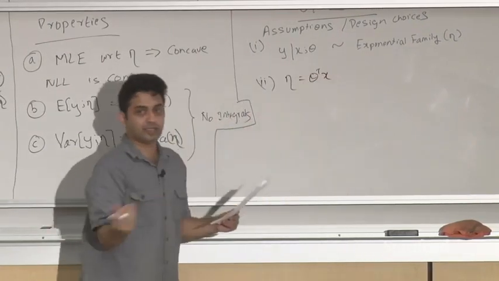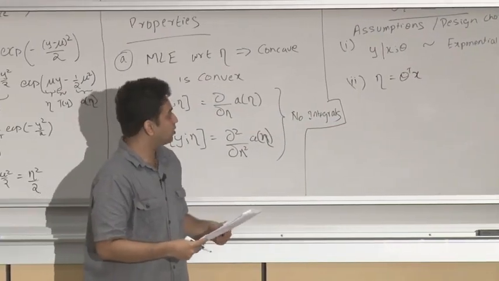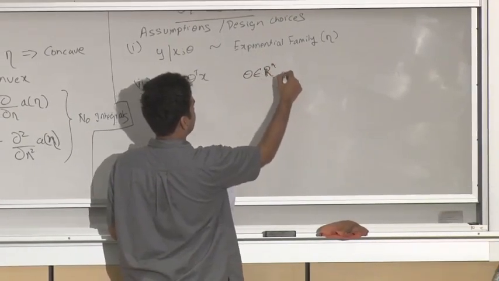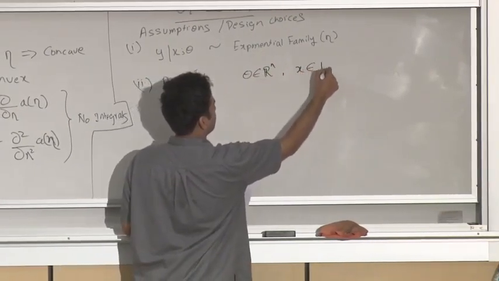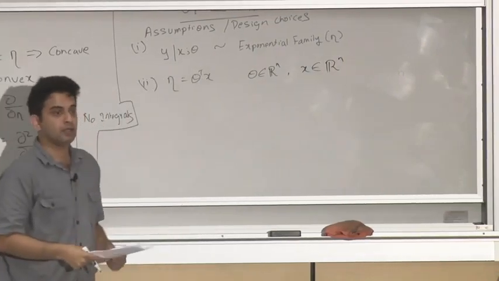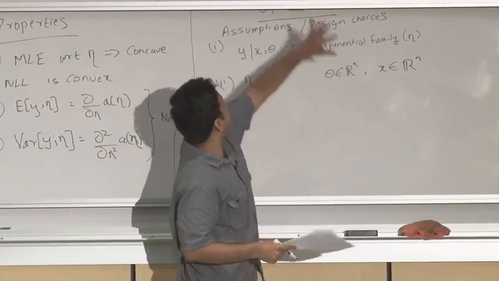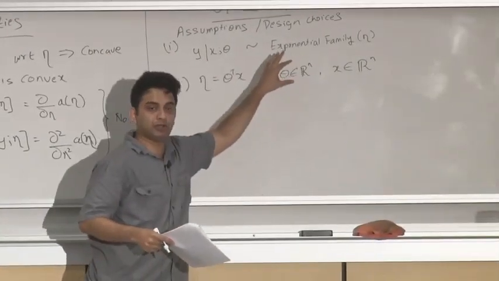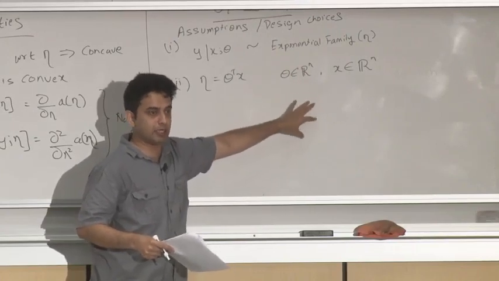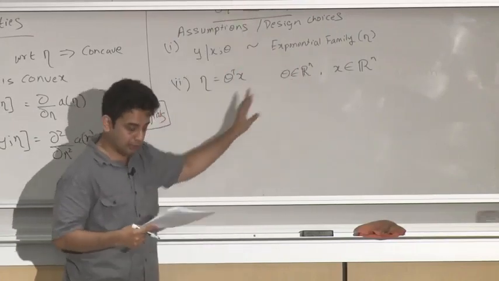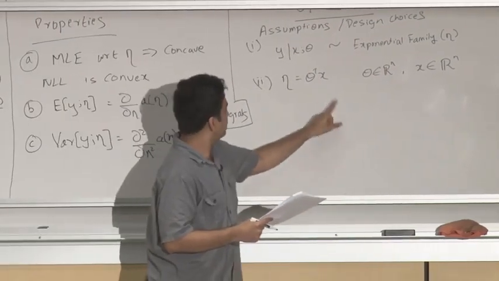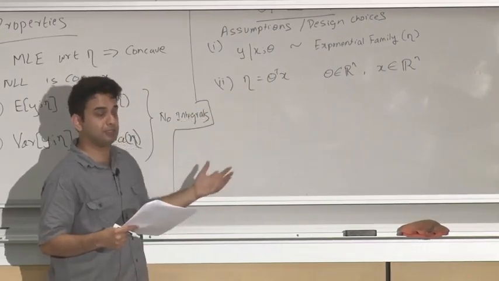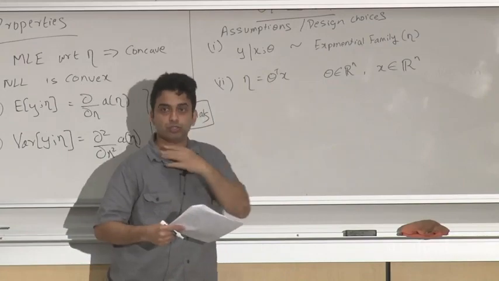So this is where your x now comes into the picture, right? Theta is in R^n, and x is also in R^n. Now this n has nothing to do with anything in the exponential family. It's purely the dimension of the data that you have, the x's of your inputs, and this does not show up anywhere else. We make a design choice that eta will be theta transpose x.